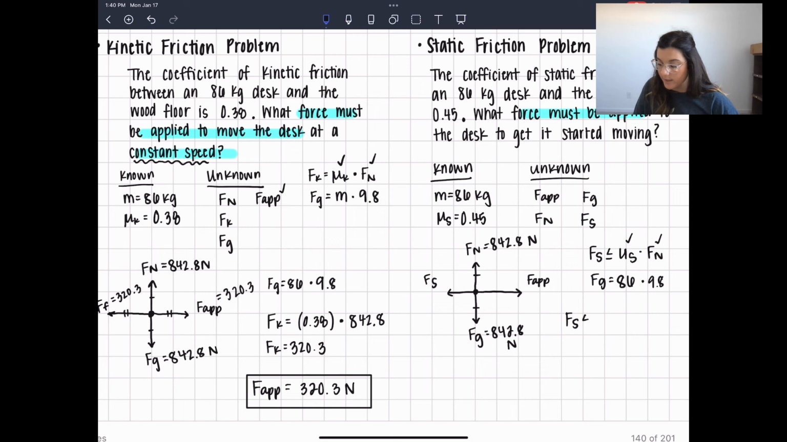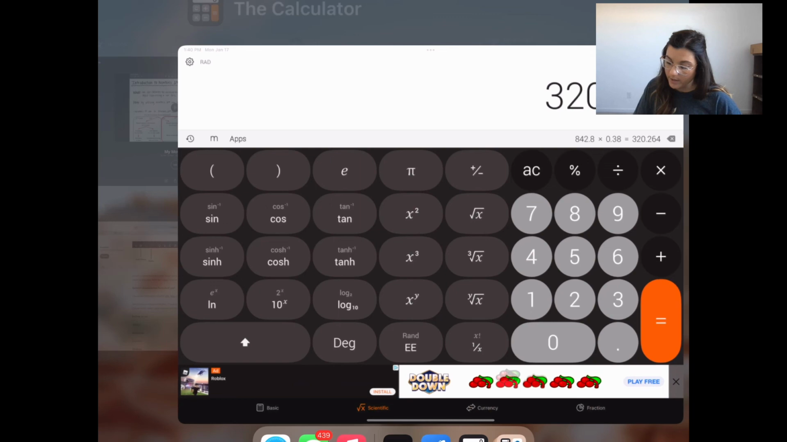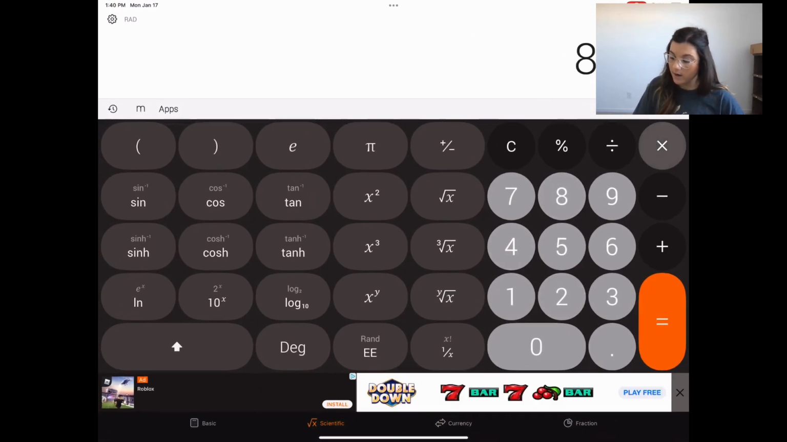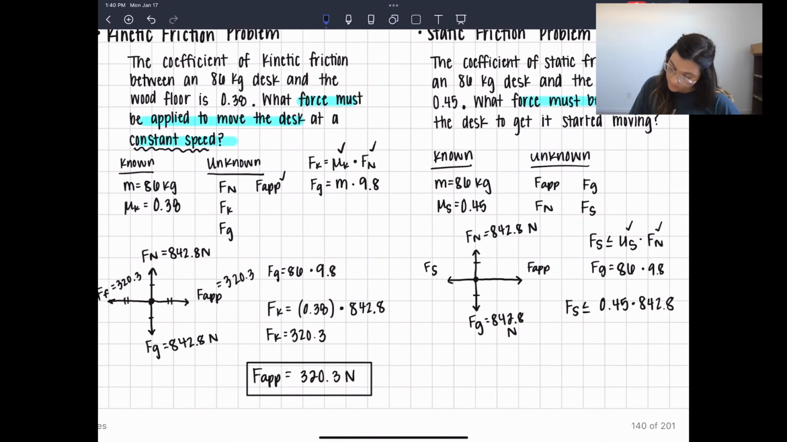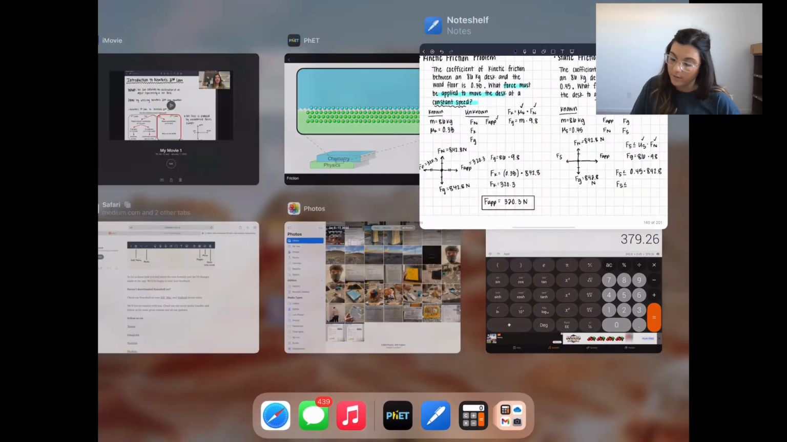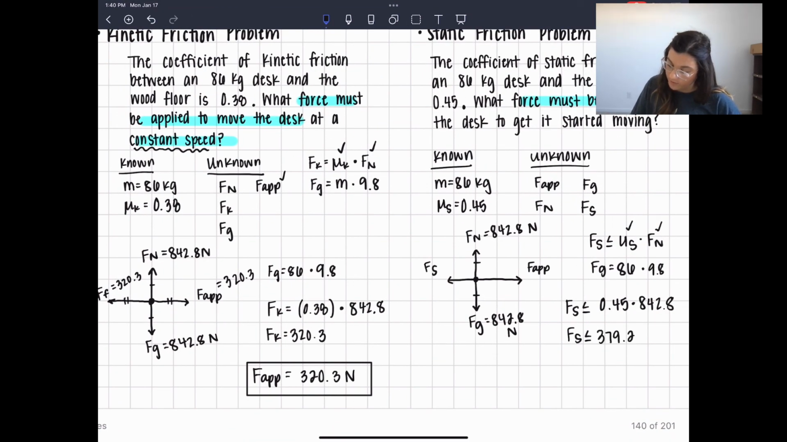So my static friction is any value less than or equal to 0.45 times 842.8. So let's go back to the calculator. 842.8 times 0.45 gets us 379.26. So static friction is any value less than, I forgot for a second, 379.26 newtons. So it could be 0, it could be 10, it could be 200, it could be 250, it could be 378, it could be 378.9, it can be any value that's less than 379.26, and it can be 379.26.